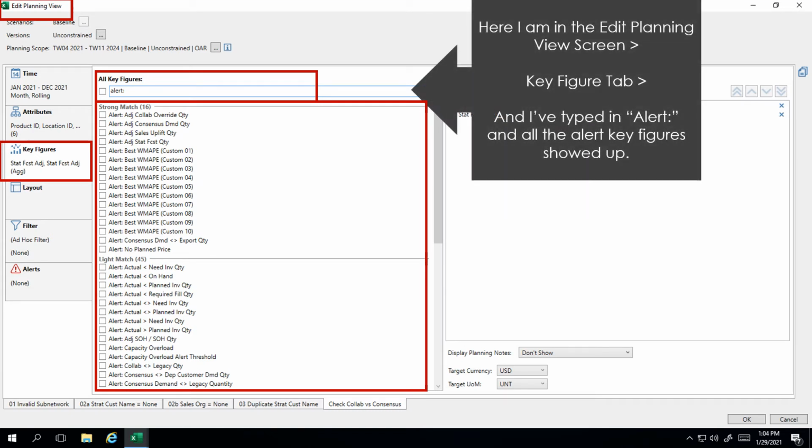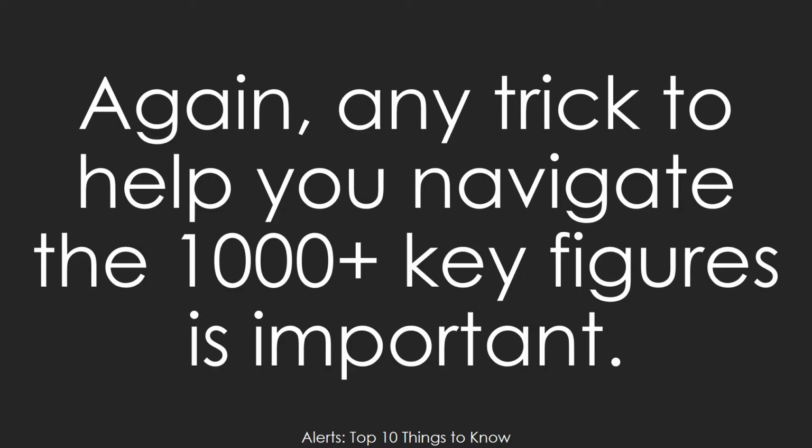Here I am in the Edit Planning View screen, Key Figure tab, and I've typed in alert : and all of the alert key figures showed up. Again, any trick to help you navigate the 1,000 plus key figures is important.